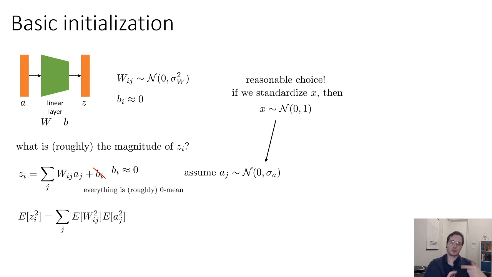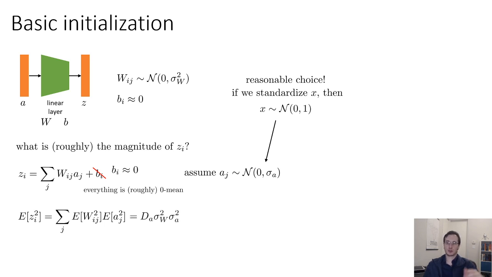But the cross terms are going to cancel off because the means are all 0. So it's only the quadratic terms that will remain. So if everything is 0 mean, then the variance of z is just going to be the sum over all the dimensions of A of the variance of wij times the variance of aj. And we know that wij is going to have a variance of sigma w squared, and aj is going to have a variance of sigma a squared, and we're summing together a bunch of these things.